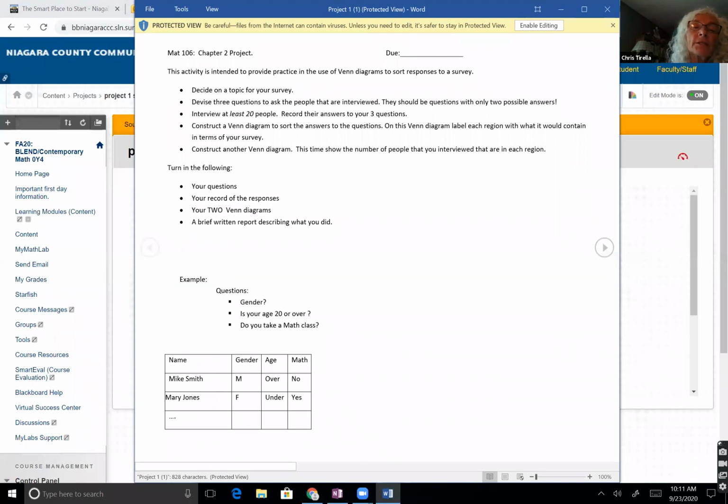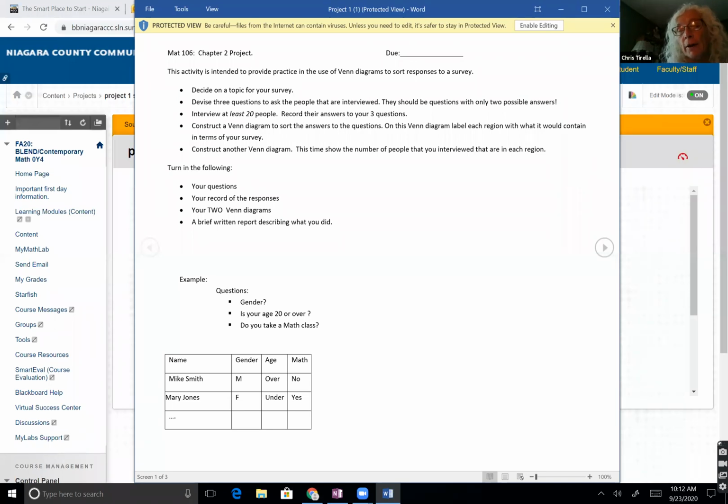Okay, so this activity is intended to provide practice in the use of Venn diagrams to sort responses to a survey. Decide on a topic for your survey. It can be anything, absolutely anything that interests you. Come up with 3 questions. Make sure that they only have 2 possible answers, categorical questions, yes, no questions.